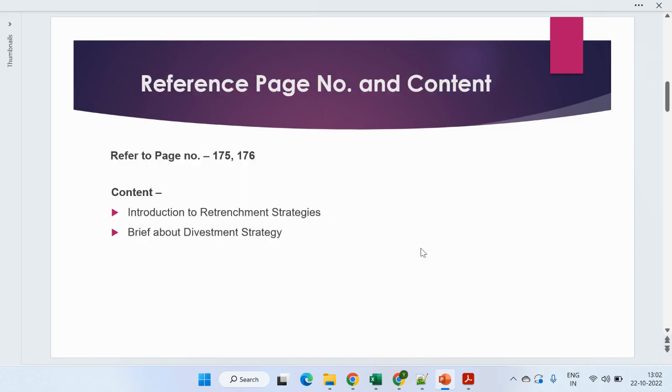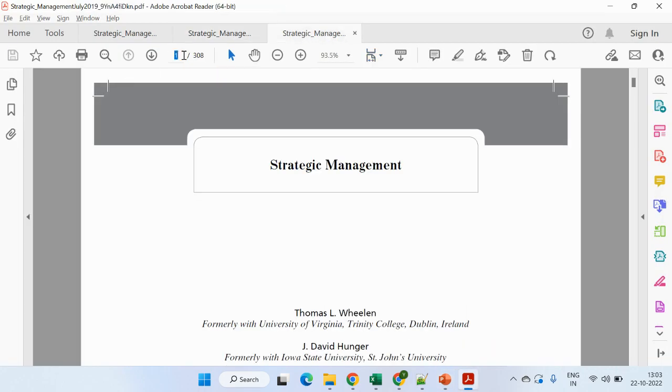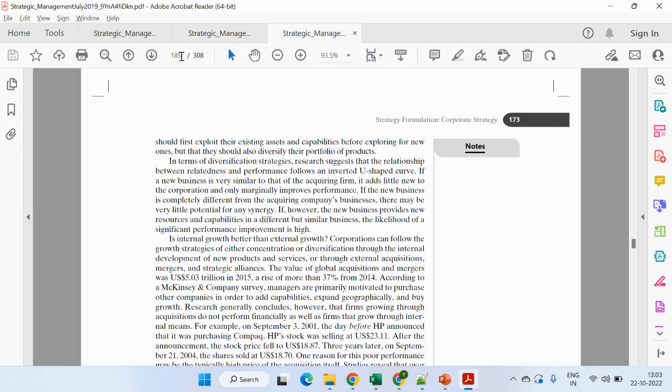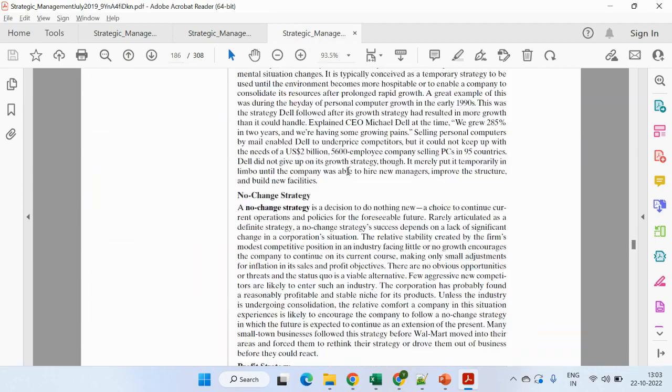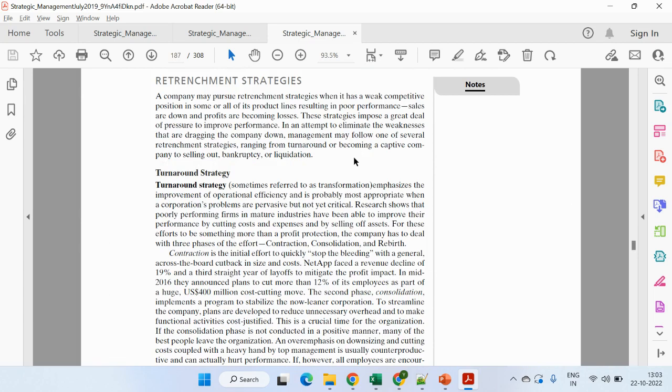So let's see what needs to be written. In the book there's very limited material given, on page number 175 and 176. So I'm going to the book, page number 175 and 176. On 175, retrenchment strategies are mentioned. There are a couple of strategies for when you have a weak competitive position.